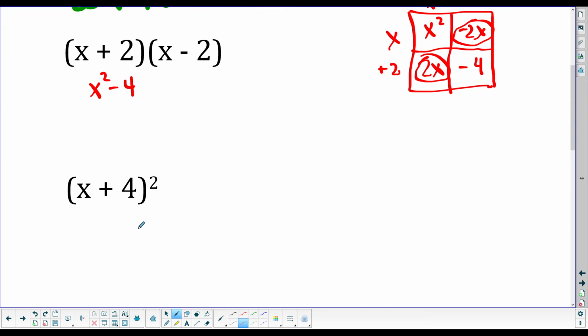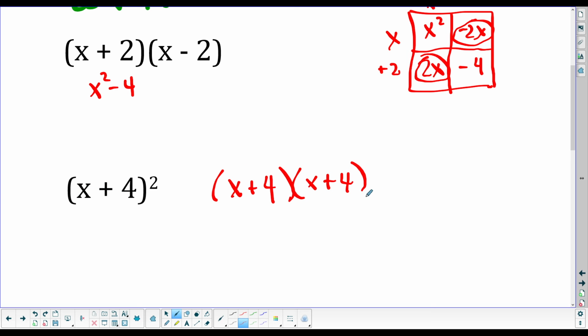Here's another example, x plus 4 squared. Now, a lot of people misinterpret this. This doesn't mean x to the second power and 4 to the second power. It means x plus 4 times x plus 4. So we want to be really careful about that. That's a really common misunderstanding that people have. This does not mean we just take the second power and apply that. It means x plus 4 times itself.